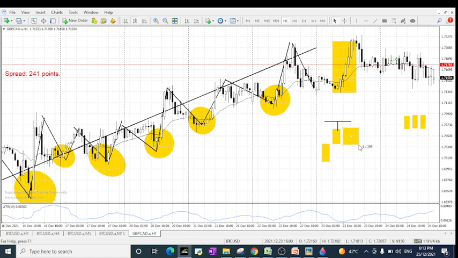To test this low without testing this high first, even with testing this high, if we hit this high, the probability of testing this low and breaking it goes way down. If we hit this high, the probability of price going down to test this low is like 4%. So 96% of the time, it's not going to happen.